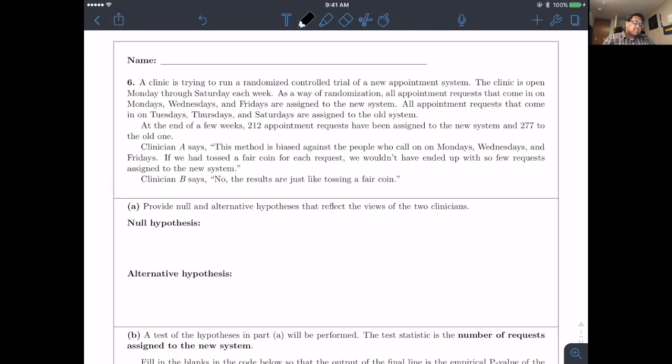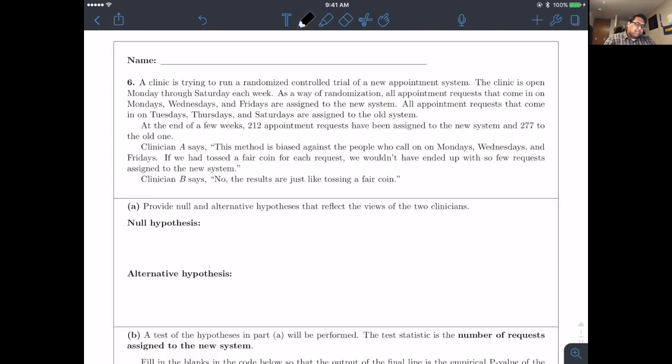Like our null hypothesis, we would assume that we would get around a 50-50 split of assignments to the Monday, Wednesday, Friday set and the Tuesday, Thursday, Saturday set because of the same number of days. But one clinician says this method is biased against the people who call on Mondays, Wednesdays, and Fridays. And she's saying that this method is not fair, and if we tossed a fair coin for each request, we wouldn't have ended up with so few requests.